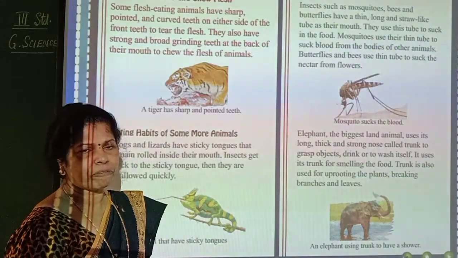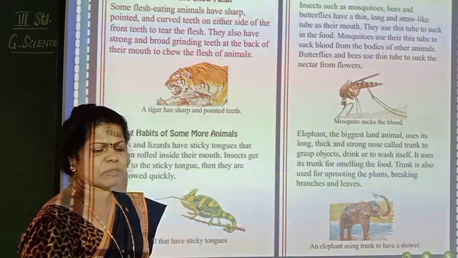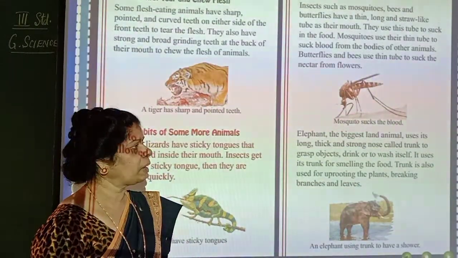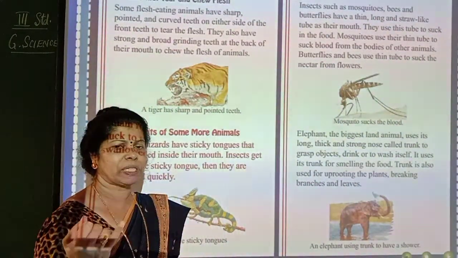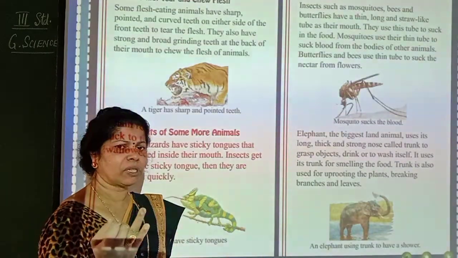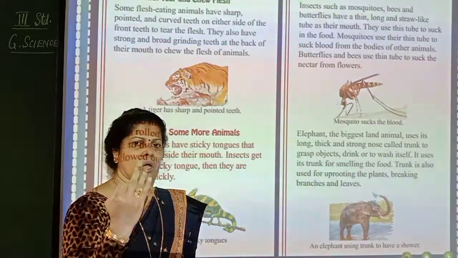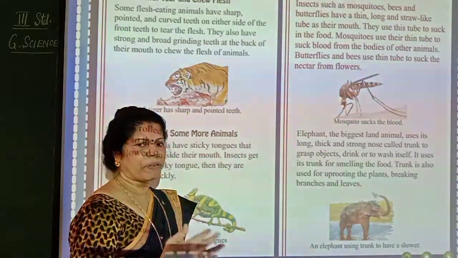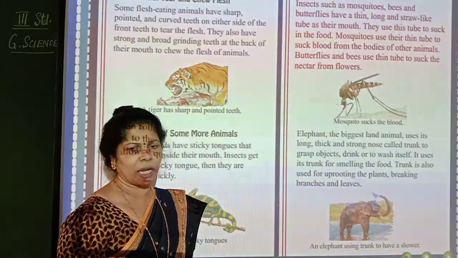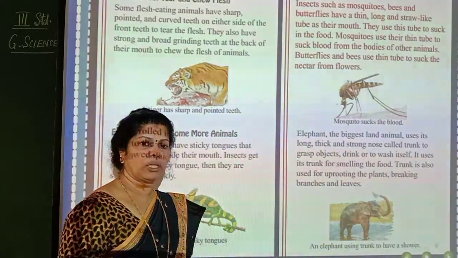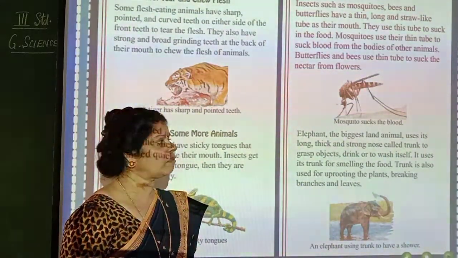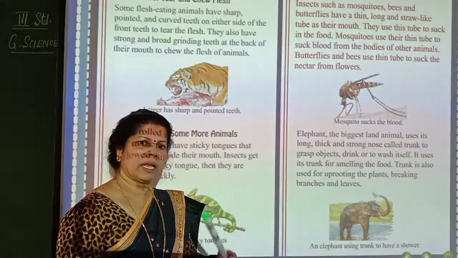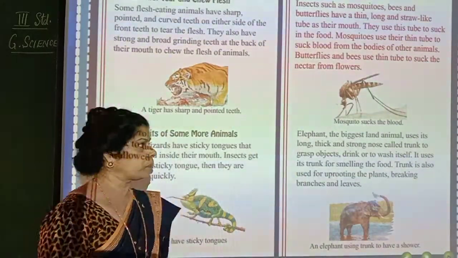So, animals and their food. Already you have learned that there are three types of animals based on the food they eat, isn't it? What are they? Herbivores, which eat only plants. Carnivores, which depend on the flesh of other animals. Omnivores, which depend on both plant and animal products, isn't it? After that, there are so many other organisms. Some organisms directly eat the food. They swallow the whole organism itself, and some chew the cud, like you have seen in the previous class. Now let us continue.